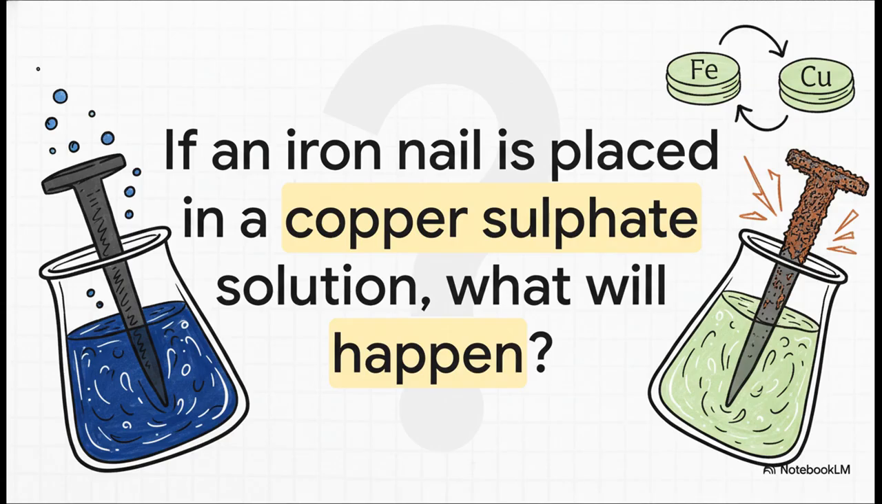Iron is higher up than copper, so it's more reactive. That means iron will displace copper from the copper sulfate solution, and the blue color of the solution will fade and turn into a light green.